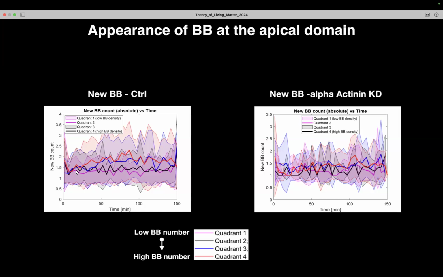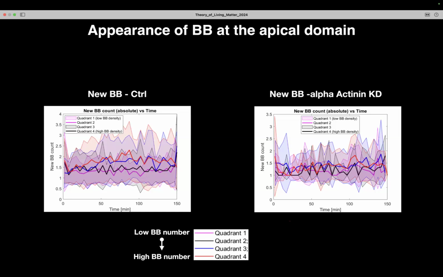So now, if you look at these new basal bodies appearing at these different quadrants that have, in principle, maybe different numbers of basal bodies, different density of basal bodies. In the control situation, there's no difference, meaning that the new basal bodies are appearing at the same time in all of these quadrants.